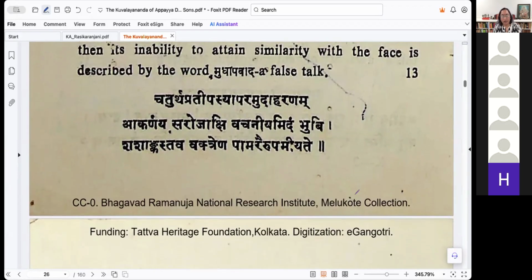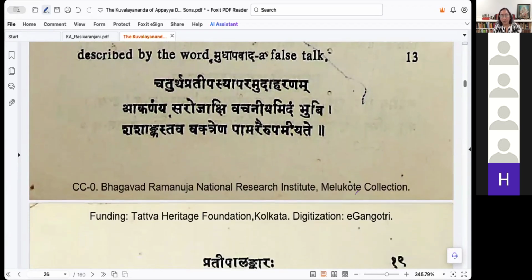Yeah. So chaturtha pratipasya aparam udaharanam akarnaya sarojakshi vachaniyam idam bhuvi shashankas tava vaktrena pamarai rupamiyate. Hey Sarojakshi, one whose eyes are like Saroja, like lotus. Vachaniyam idam bhuvi akarnaya. Bhuvi idam vachaniyam vartate. Akarnaya: listen to this rumor or this mithya vakyam that is floating around on this earth. They say tava vaktrena shashankaha pamaraihi upamiyate.